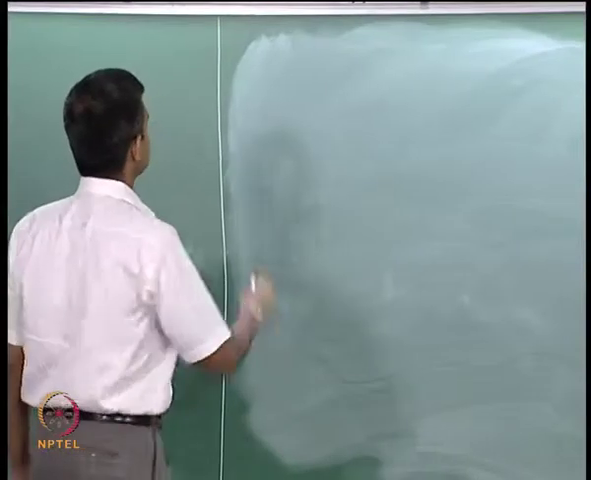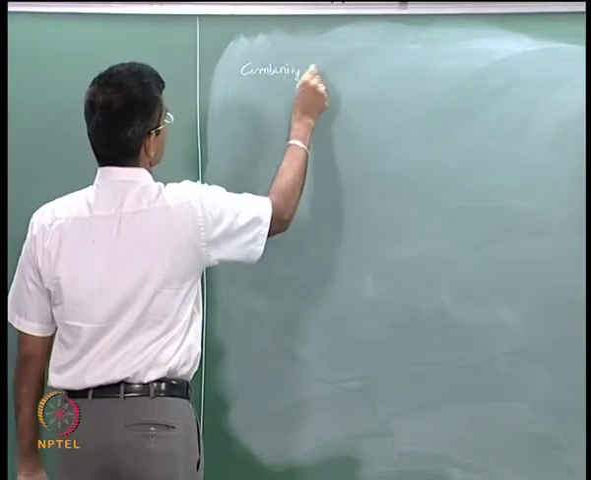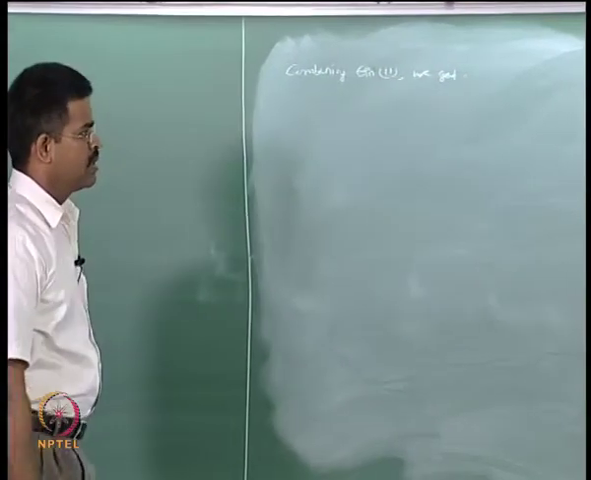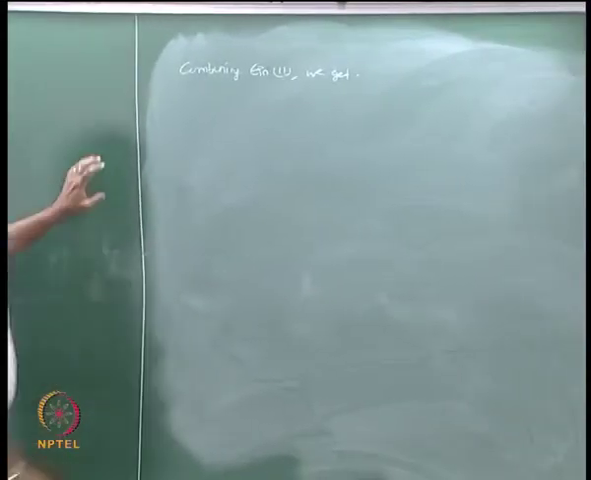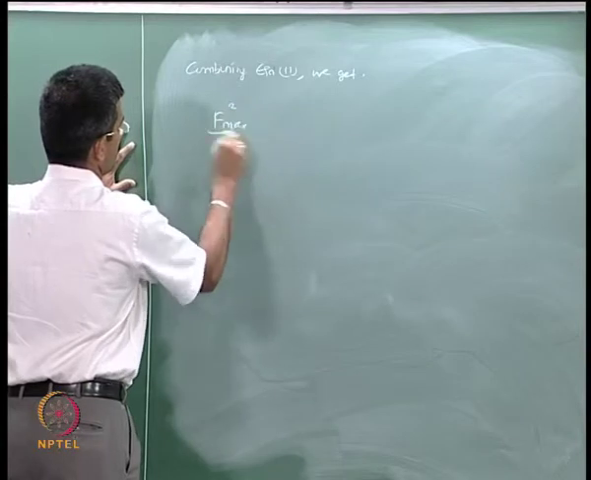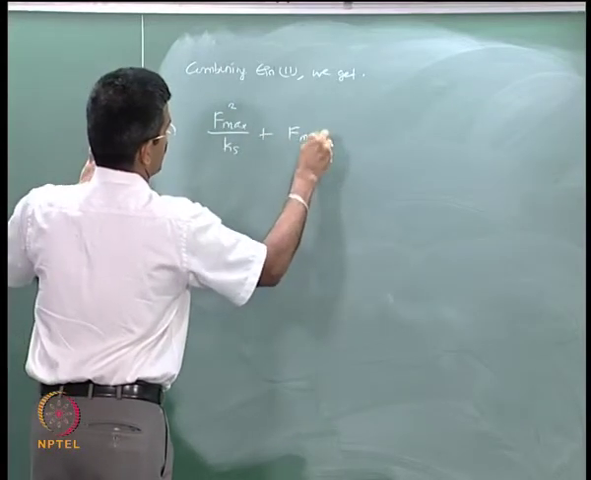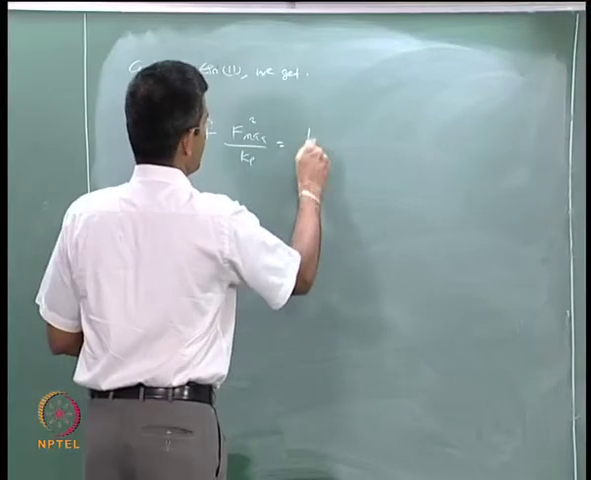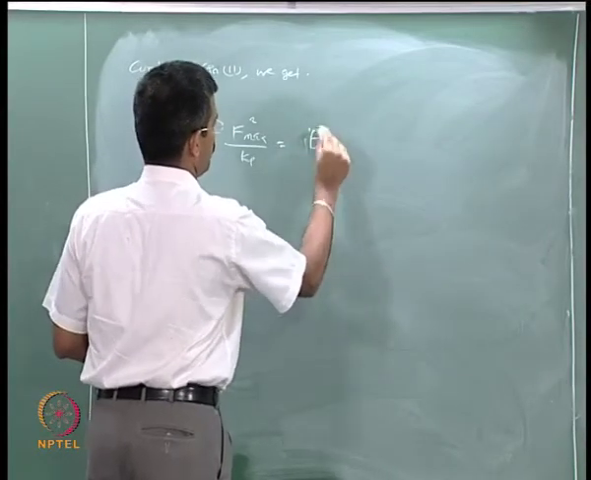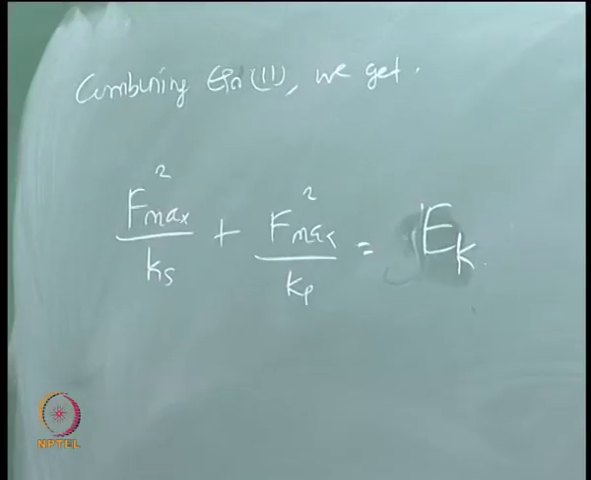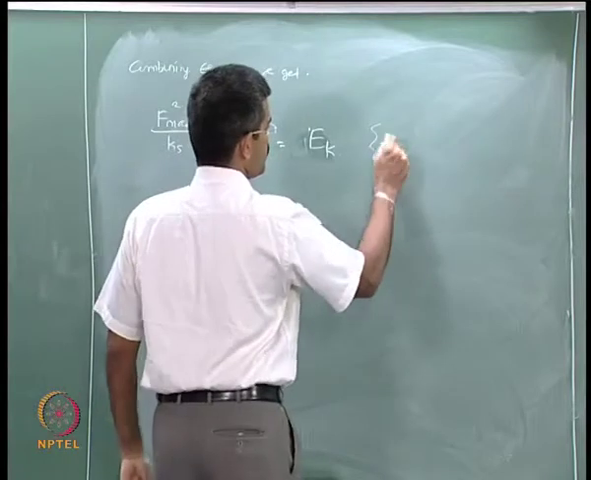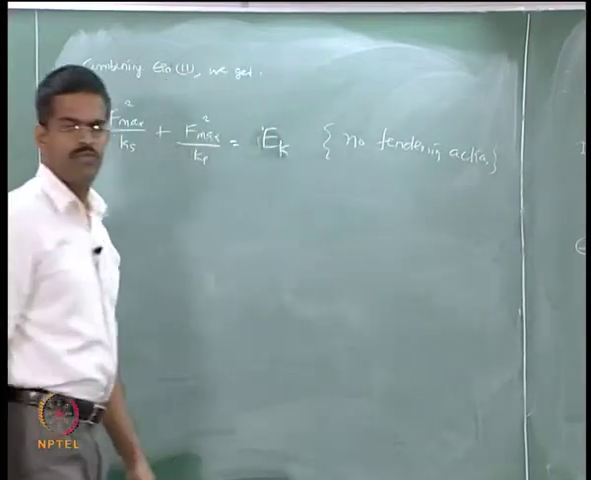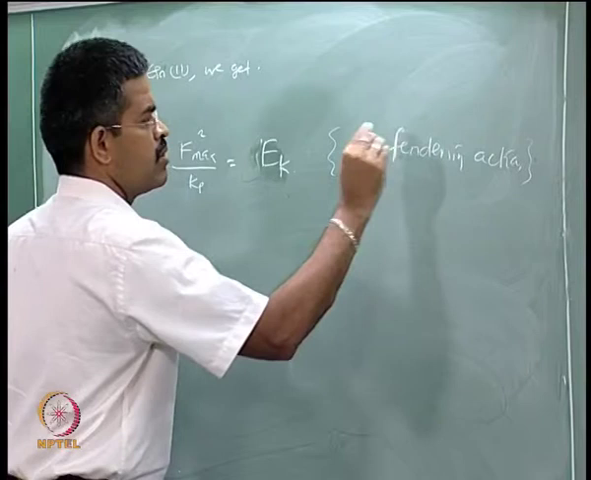Combining equation 11, we get, let us say, F max square by 2 Ks plus F max square by 2 Kp should be equal to my total kinetic energy of the vessel before impact, which is Ek, considering there are no fenders. No fendering action.